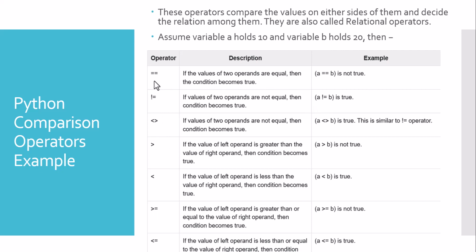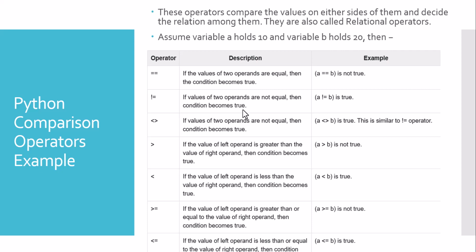This is double equal to: if the values of the two operands are equal, then the condition becomes true. Like see, if a is equal to 10 and b is equal to 20, then 10 is equal to 20 is not true, right? Then it gives false as the answer. Similarly, not equal to: if the values of the two operands are not equal, then the condition becomes true.